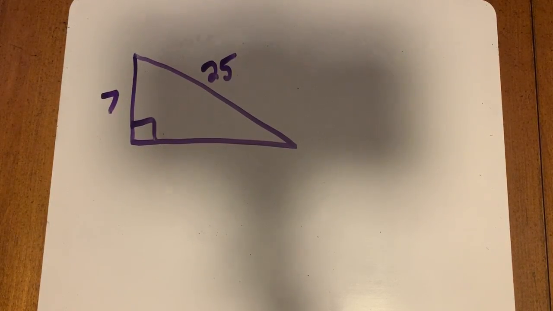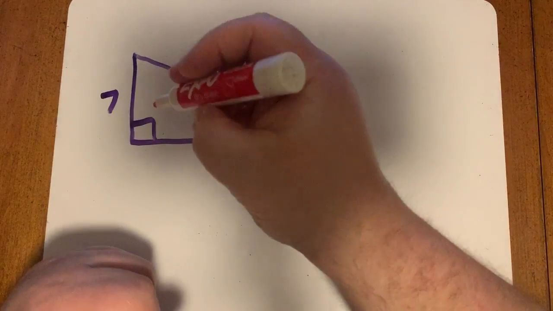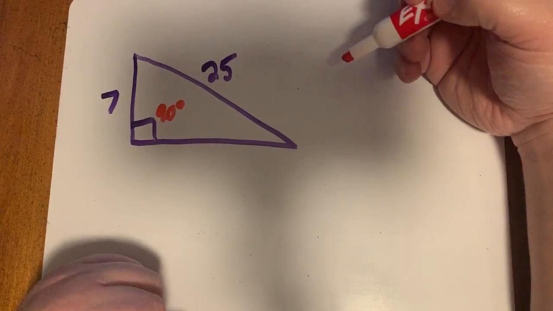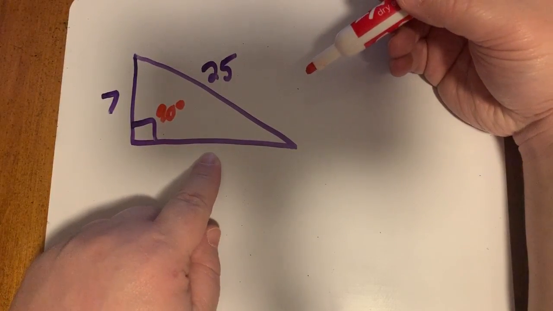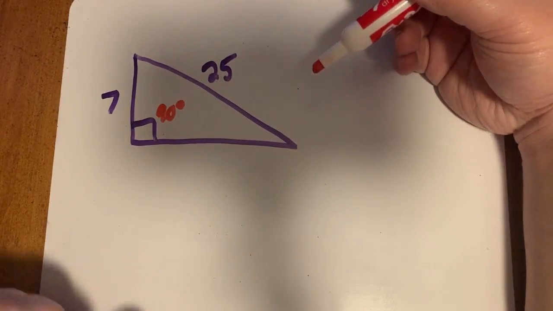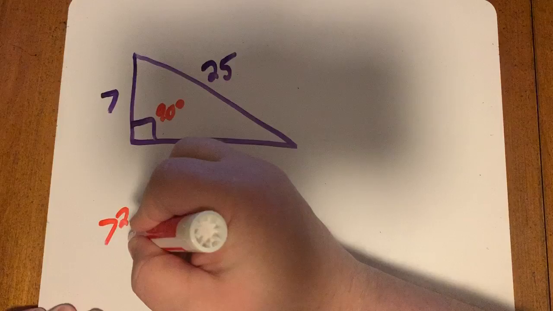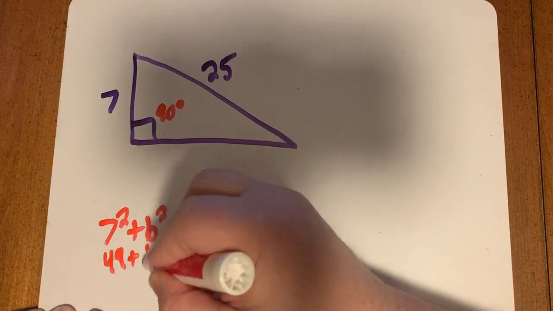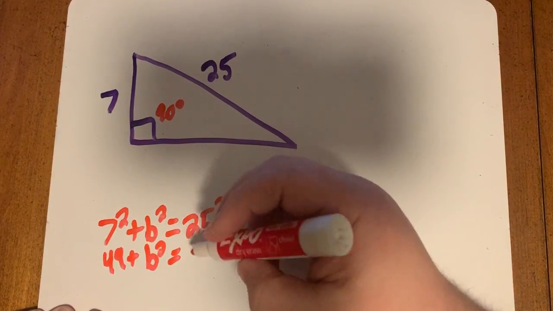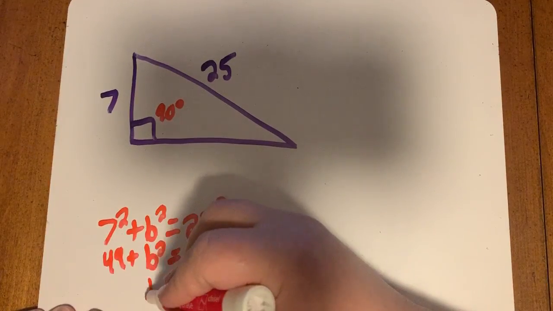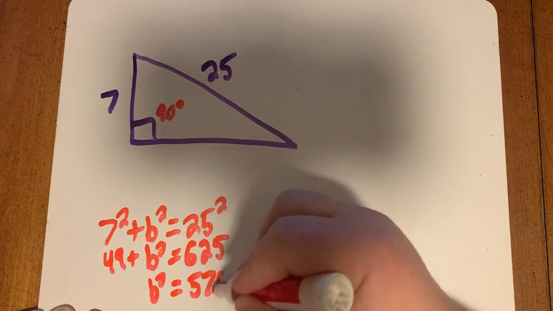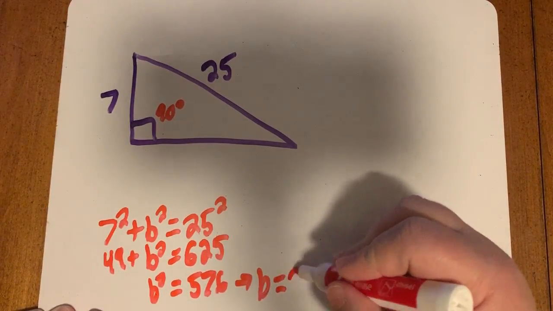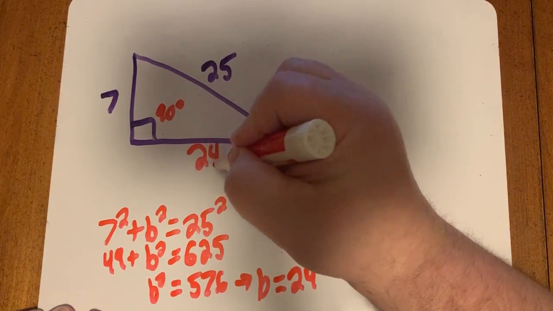So if we want to solve this triangle, one of them is very easy to find, this angle. That's 90 degrees. But then the other two angles are not so easy to find. The next easiest thing to find would be this third side. We would just need to use the Pythagorean theorem. So 7 squared plus b squared equals 25 squared. 49 plus b squared equals 625. So b squared equals 576. So that means b is the square root of 576, which is 24. So that's 24.